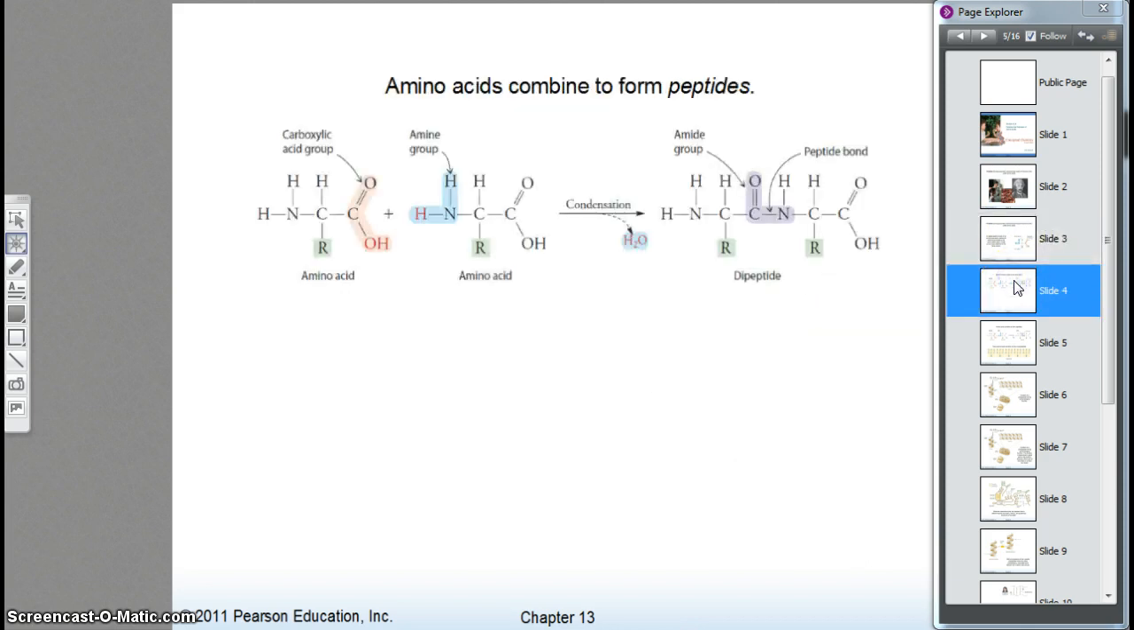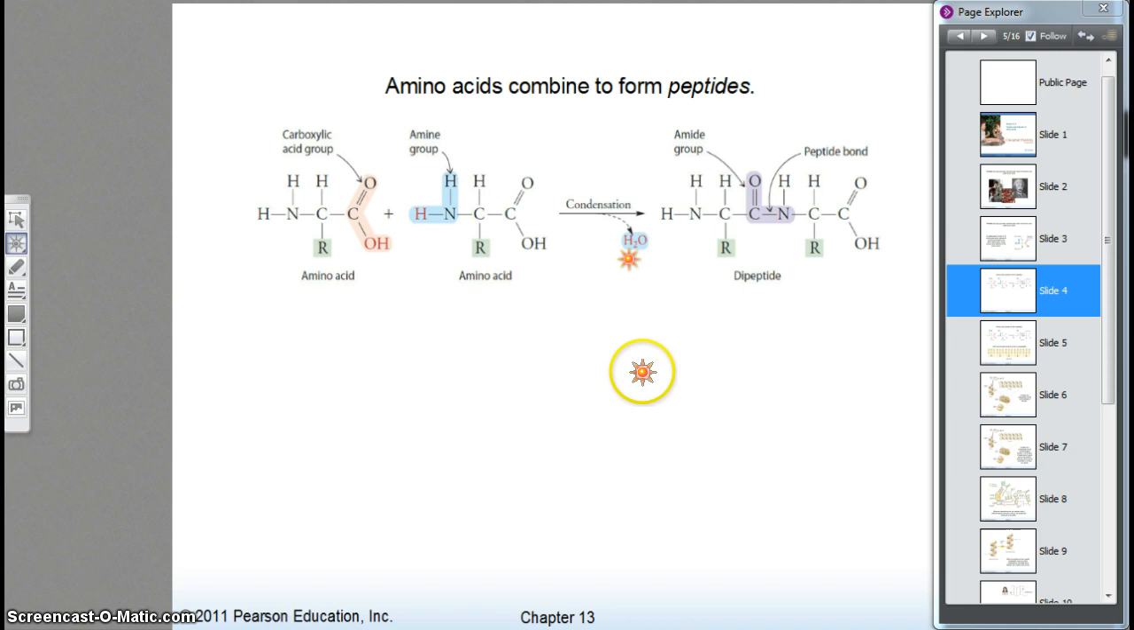Okay. Amino acids are linked by peptide bonds that are formed in a condensation reaction between the carboxylic end of one amino acid and the amine end of another. So if you look on this diagram here, you can see two different amino acids, and the carboxylic acid group of one and the amine group of another react together.